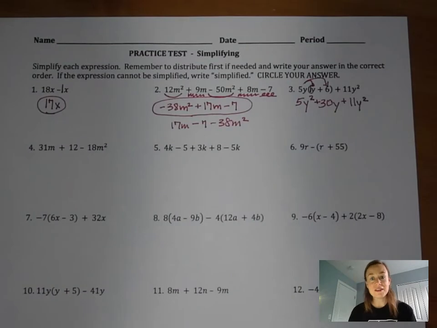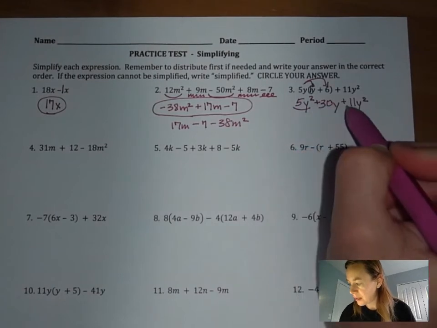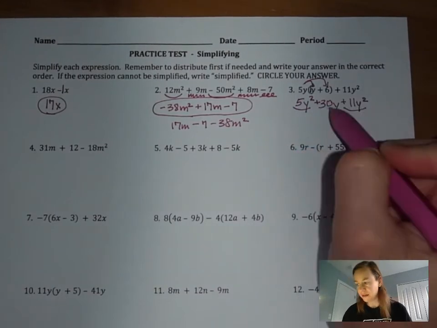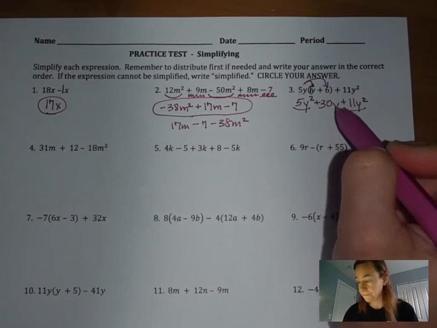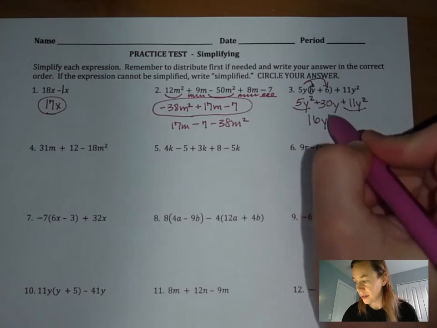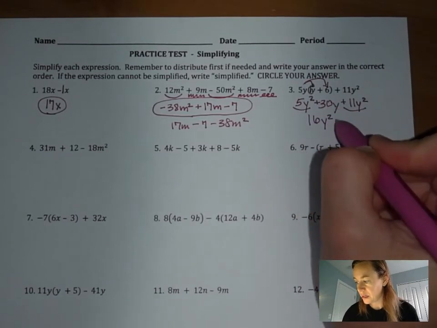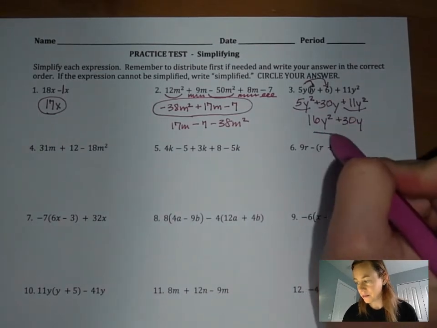So now that we have successfully distributed, we need to combine our like terms. That's going to be 5y squared and 11y squared. We can't combine that with the 30y because that is not a like term, because the y is not squared there. So 5 plus 11 gives us 16. It's still y squared. And then we need to do the plus the 30y. And that's that.